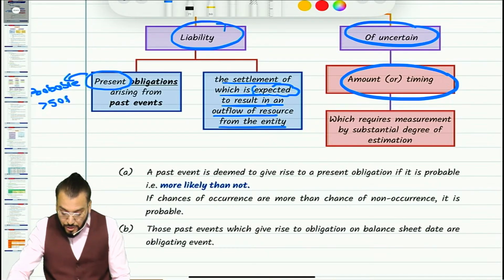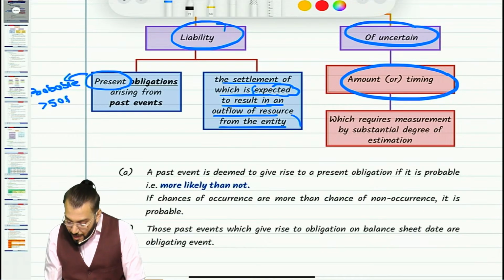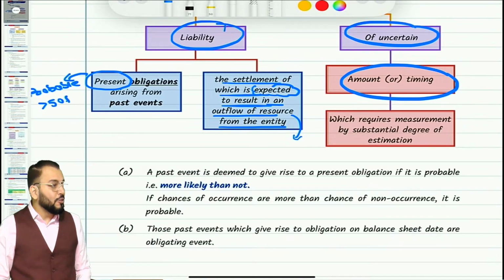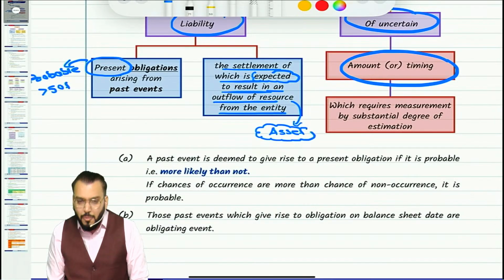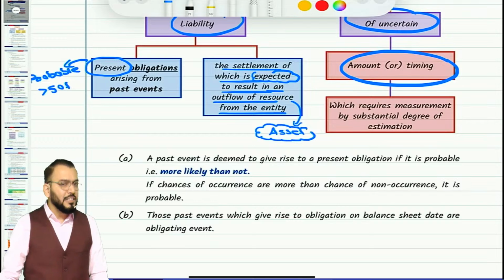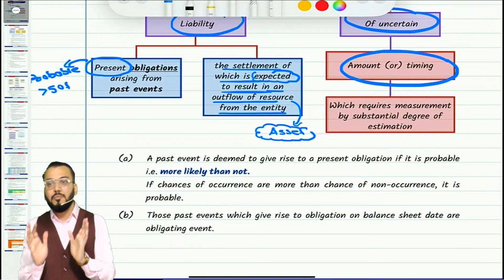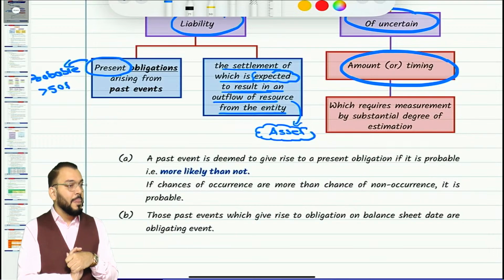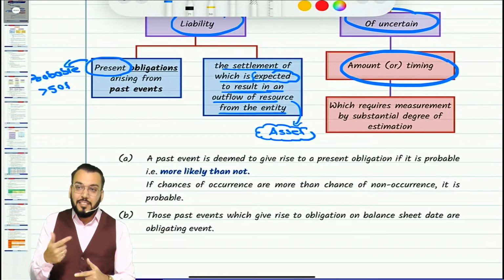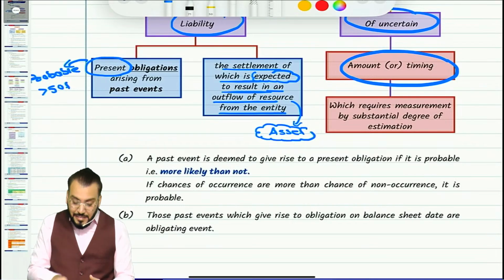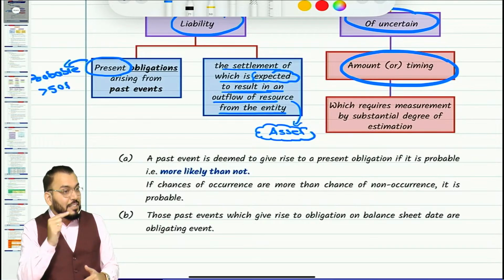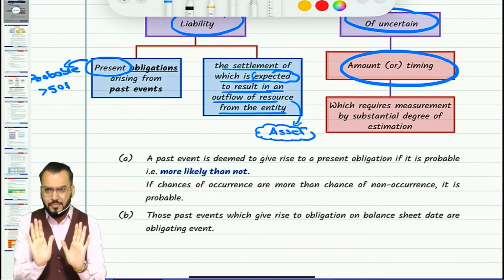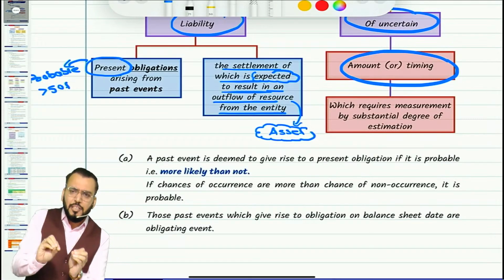Correct. So settlement of which is expected to result in an outflow of resource. Resource means what? Can I say resource means asset, including cash. Means outflow can be either in the form of cash or any other asset. So that becomes the meaning of liabilities. So liabilities means what? Can you repeat? Liabilities are present obligation arising from past event, the settlement of which is expected to result in outflow of resource from the entity. Correct? Understood. I'll give you some examples. You'll say whether it is a liability or not a liability.